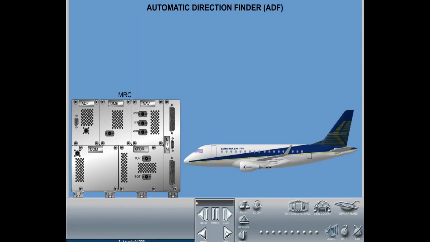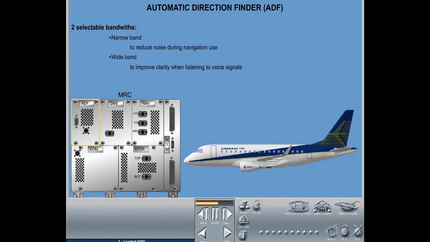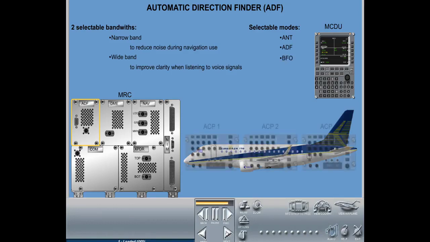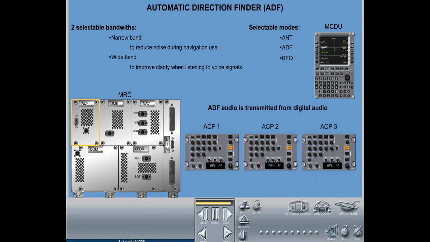The Automatic Direction Finder system is an integrated part of the EPIC avionics suite. The ADF module enables en route and terminal navigational and area guidance. The ADF has two selectable bandwidths: a narrowband mode to reduce noise during navigation use, and a wideband mode to improve clarity when listening to voice signals. The selectable modes are antenna, ADF, and beat frequency oscillator. ADF audio is transmitted from the digital audio bus to each audio panel in the system.